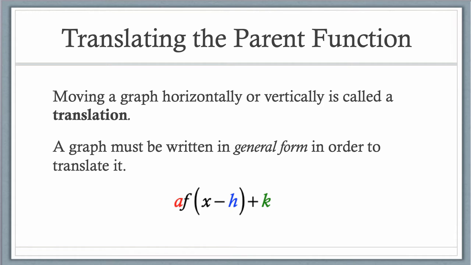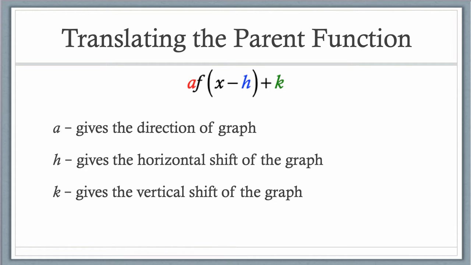A graph must be in general form in order to translate it. So that means I have to have something that looks like a times f of x minus h plus k. The a is going to give me the direction of my graph. So that means either I'm going to be upward facing or downward facing. A also gives us a little bit more information such as the magnitude, which could be how wide or narrow the graph is. In our case, we're just going to stick to being able to draw a very quick sketch of our graph, which means a really is just going to give me whether I'm upward or downward.